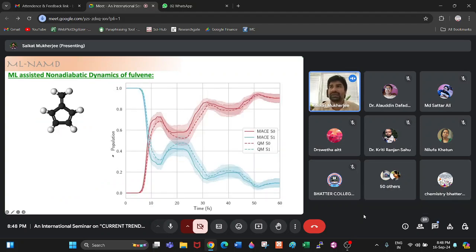As you can see here, this is the dynamics. You are seeing the excited state population. In the solid line, the dynamics is carried out in a machine learned potential called MACE, message passing equivariant neural network. And the dashed line is derived from quantum chemistry, solving actual quantum chemistry. In this case, it is CASSCF dynamics. So you can see that within the margin of error, both the quantum chemistry and machine learning assisted dynamics are behaving exactly the same.